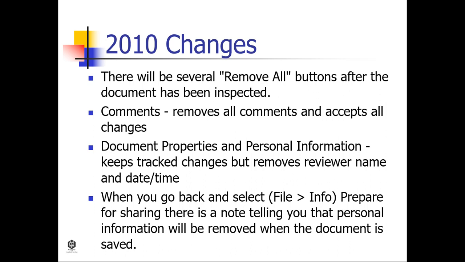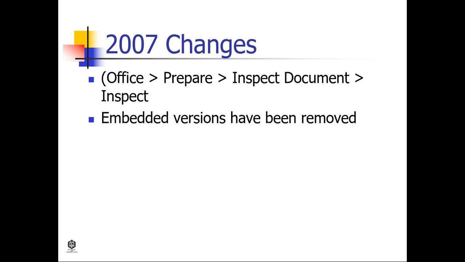There will be several Remove All buttons after the document has been inspected. The Comments option removes all comments and accepts all changes. Document Properties and Personal Information keeps track changes but removes the reviewer name and date or time. When you go back and select File, then Info, Prepare for Sharing, there is a note telling you that personal information will be removed when the document is saved.